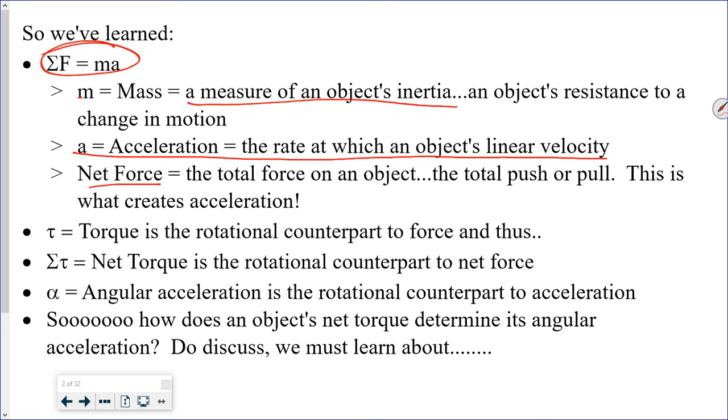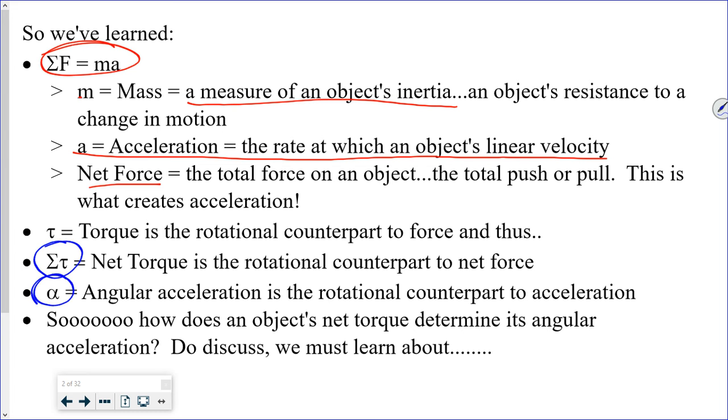So we've already learned that torque is kind of the rotational counterpart to force, and we've learned how to calculate that in previous videos. Net torque is the total torque acting on the object, so it's kind of the rotational counterpart to net force. Angular acceleration is how quickly your object's angular velocity changes. So in the same way that there's a relationship between the net force on an object and the acceleration, similarly, there is a relationship between net torque and angular acceleration.